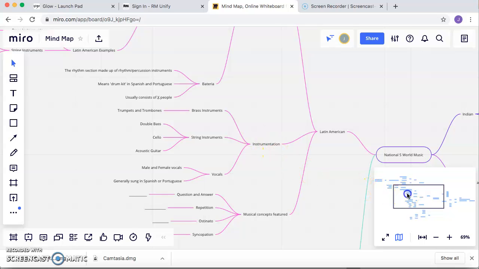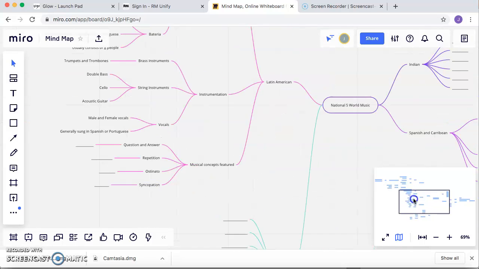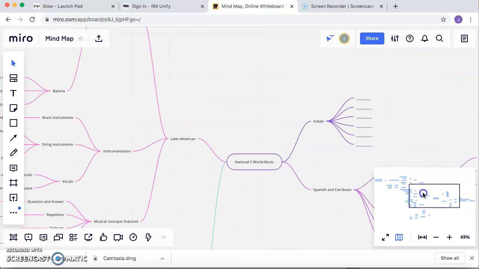And then we've talked about the musical concepts, of course. We've talked about question and answer, repetition, ostinato, syncopation. Those are the really important parts, so those are the bits I'm looking for the most. I want some really detailed answers to what they are, and bonus points if you can find me examples. In the end, of course, you've got African, Spanish and Caribbean and Indian to do.